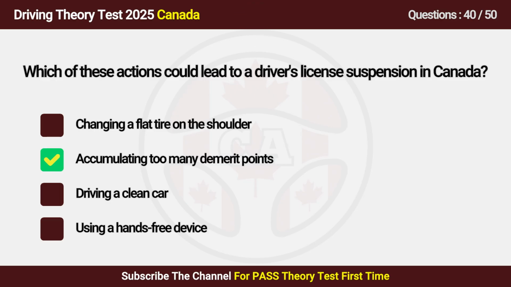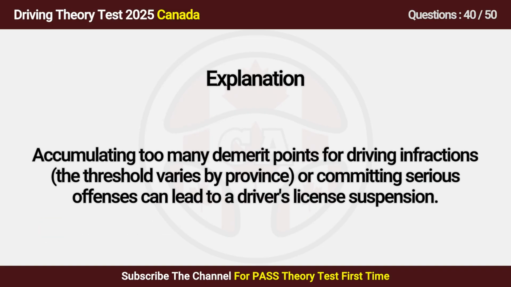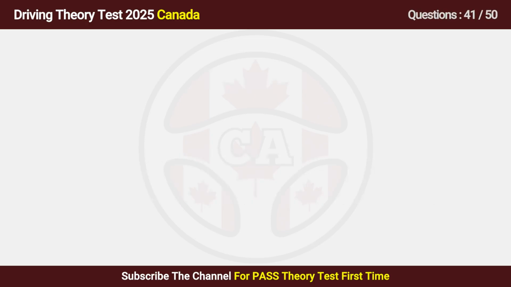Answer is B. Accumulating too many demerit points. Accumulating too many demerit points for driving infractions, the threshold varying by province, or committing serious offences, can lead to a driver's license suspension.